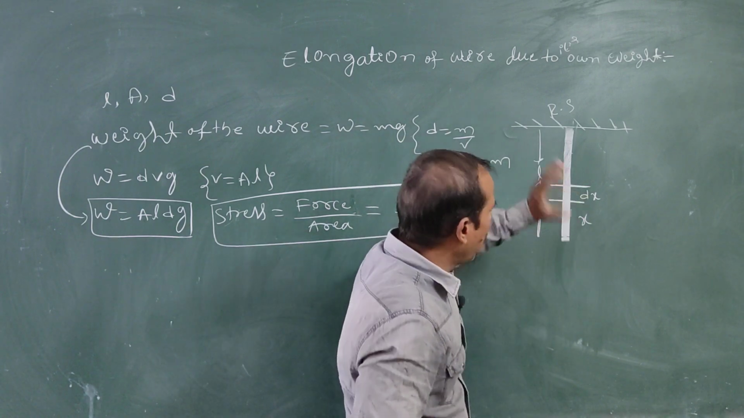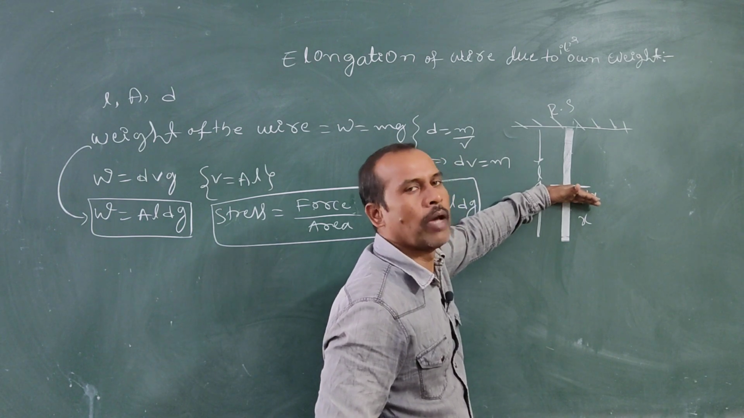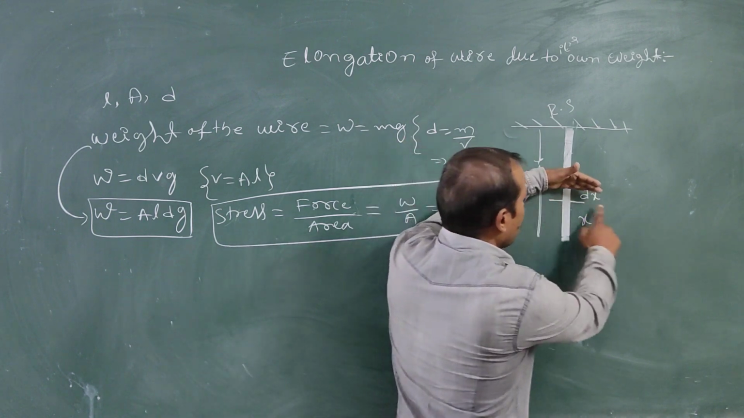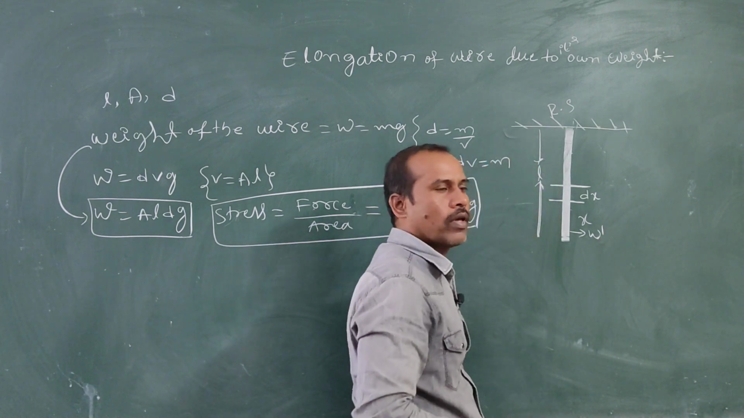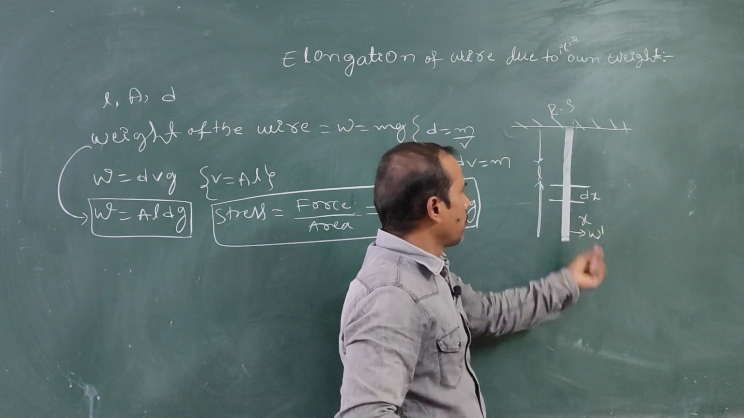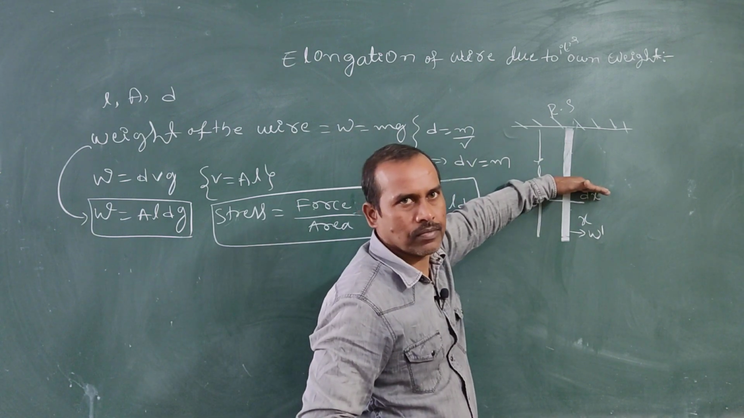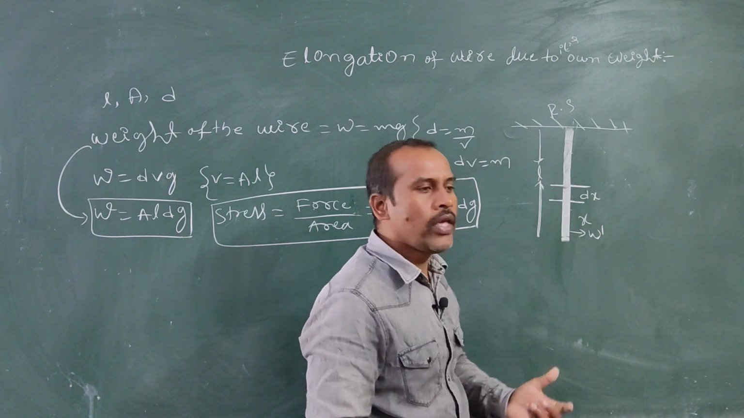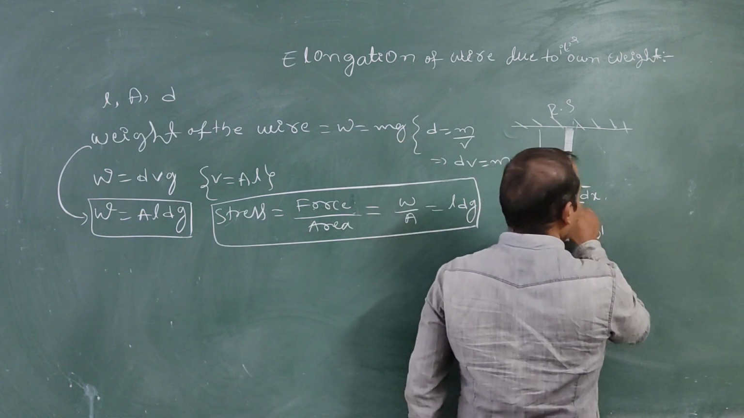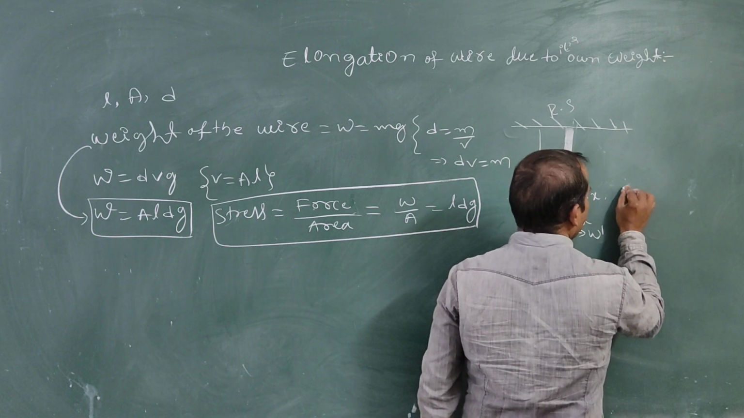Now the weight of this portion, for example, is w prime. This weight is suspended from this dx element. The elongation in the dx element is de.